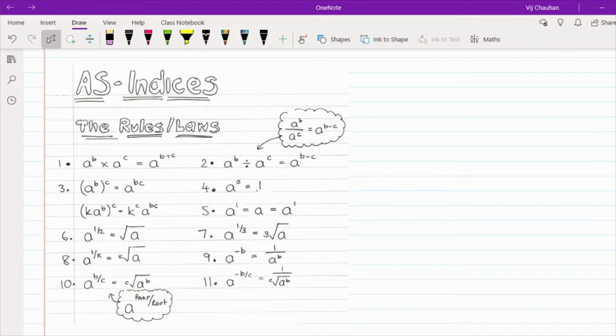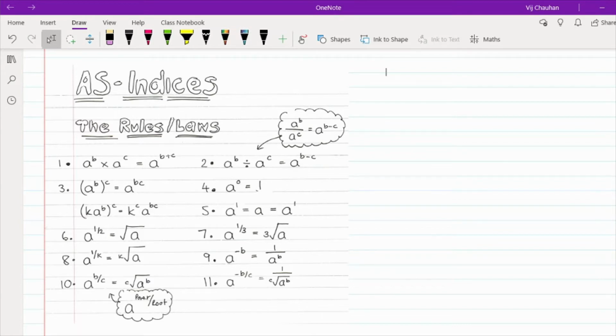So what I've written down here are just an expansion of some of the laws that you may have been taught at GCSE. What I've done is I've written them down in all their formations to make it easier for you to, one, recall, remember, and obviously put into practice when we move forward.